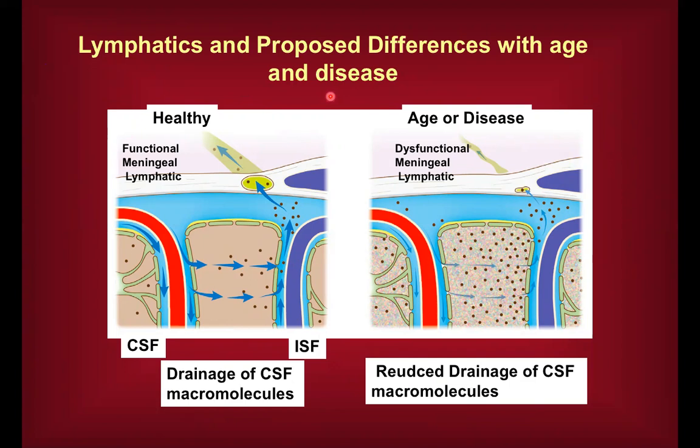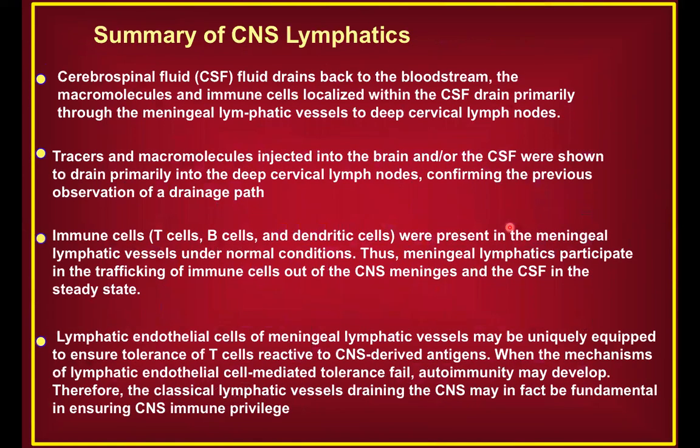And with age or disease, we may have a dysfunctional meningeal lymphatic system. So one of the ideas with Alzheimer's is that you have this buildup of debris and it's not being cleared. We're seeing this reduced drainage, and this is where I think people are very interested in understanding the system and how it changes with age or disease. So this would be an interesting topic to explore.